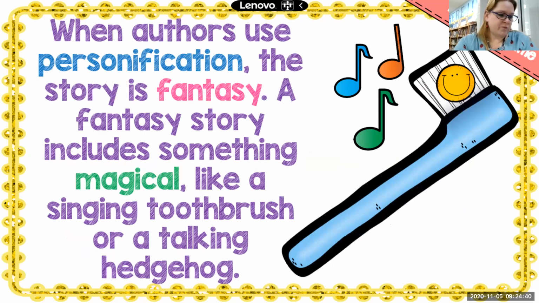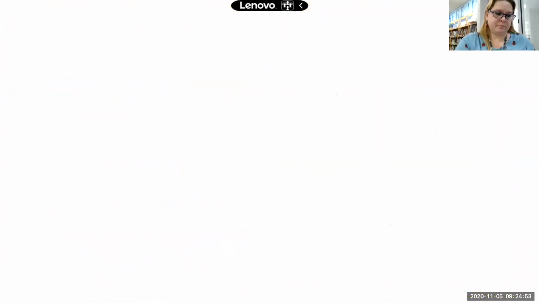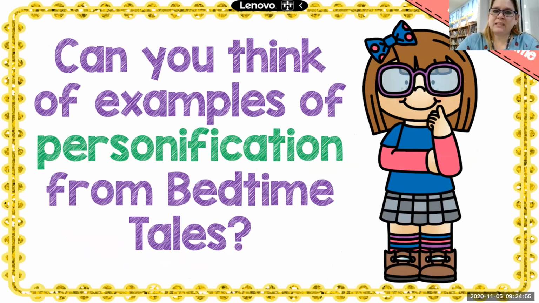Okay, so when authors use personification, the story is a fantasy, and a fantasy story usually includes something magical, like a singing toothbrush or a talking hedgehog. So, can you think of examples of personification from the bedtime tale stories that we have read so far?